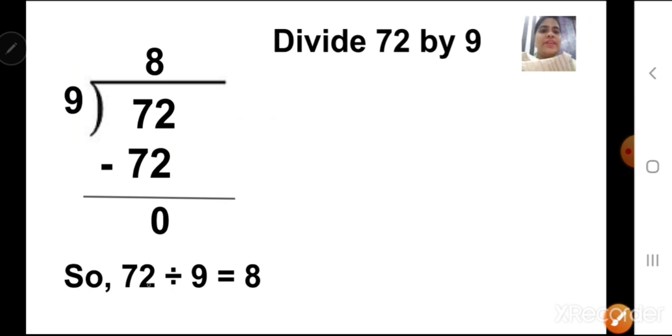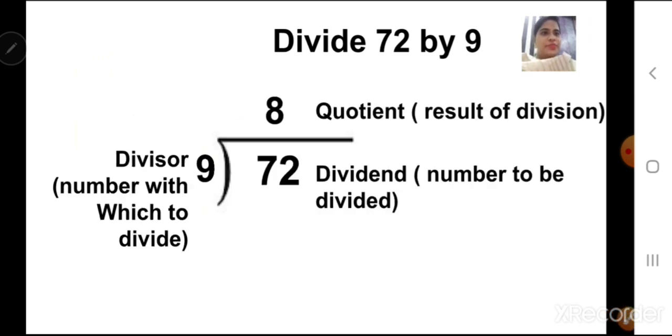So we can say 72 divided by 9 is equal to 8. Children, earlier we have seen that there was no remainder, right? So 8 is our answer, which is known as our quotient.